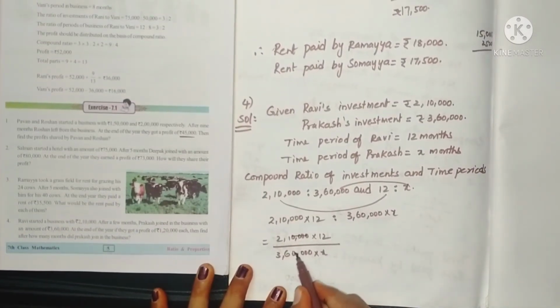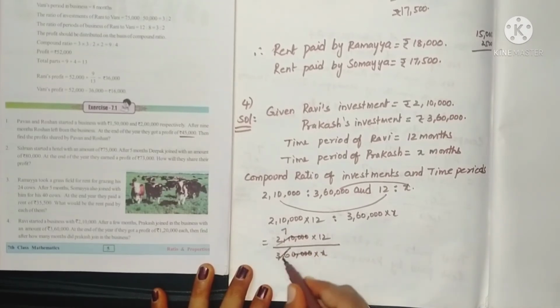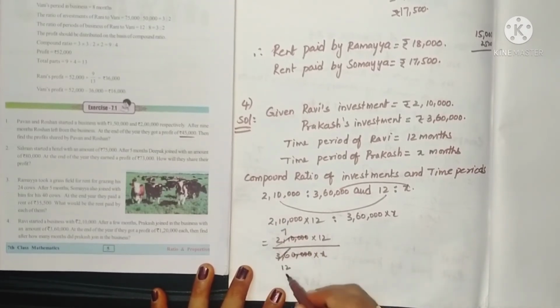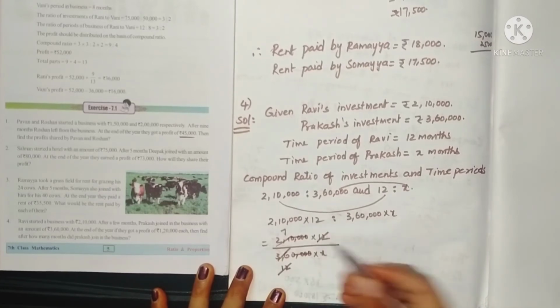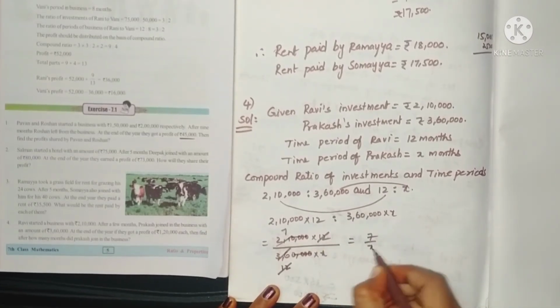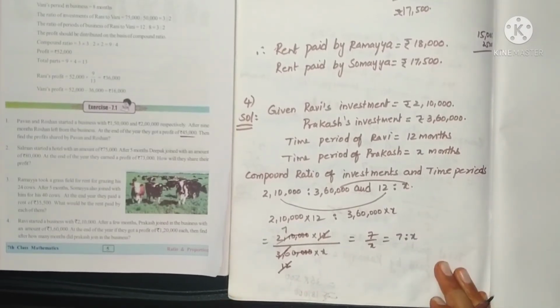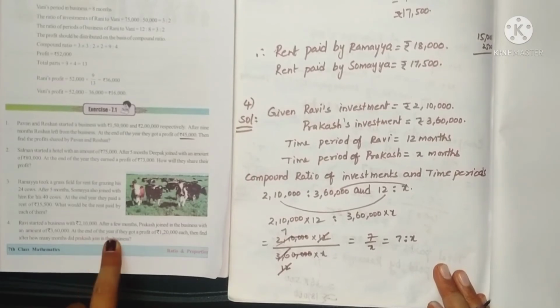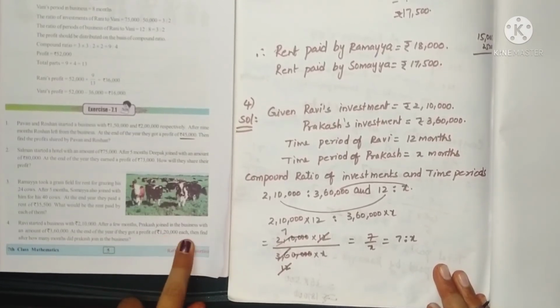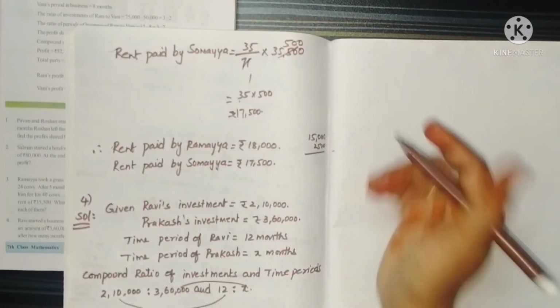So cancel these 4 zeros. 3 7s are 21, 3 12s are 36. Now these 12 and 12 will get cancelled. So here 7 by X. 7 is to X. Here they gave at the end of the year if they got a profit of rupees 1,20,000 each. That means they are getting equal profit, right?